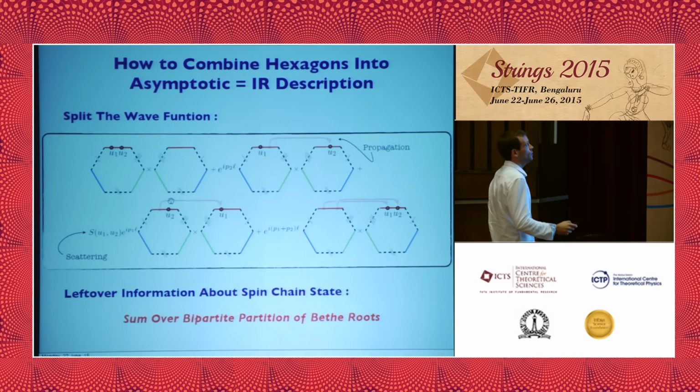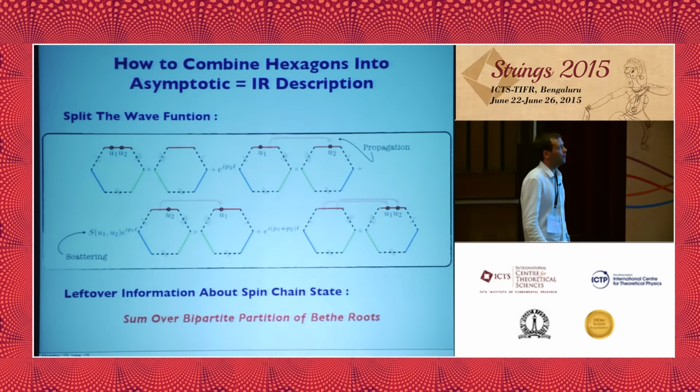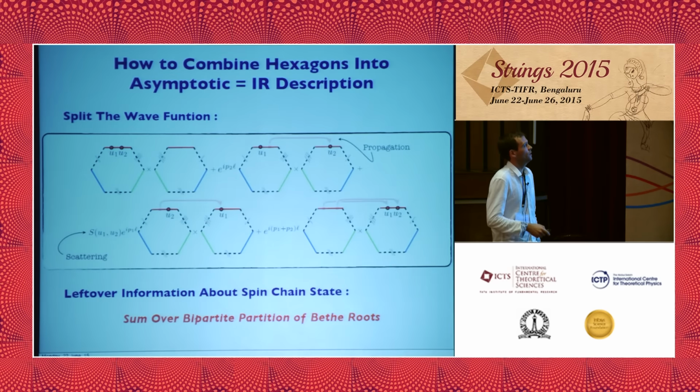So what does it mean to cut things in terms of hexagon when we have a particle? Well, it just means split the wave function. So imagine for simplicity that I have on one of my string, spin chain, I have two magnons. So what happens if I cut my object into two? Well, it depends where I'm cutting.